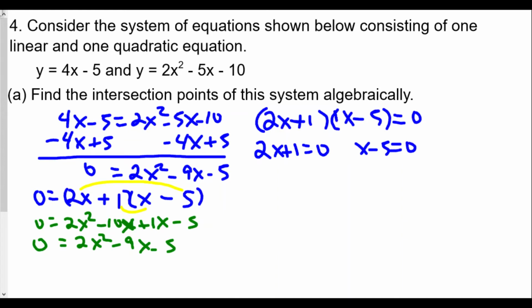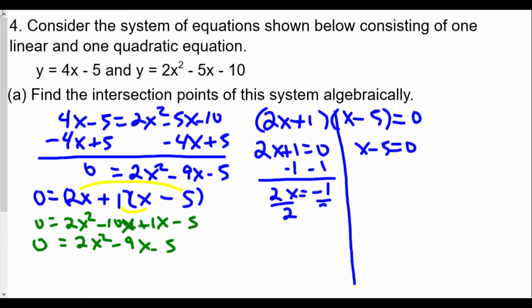Right, and we'll draw a little line between them because what happens is we're going to find the matching y values afterwards, okay? And subtract 1 on both sides, we get 2x equals negative 1. Divide both sides by 2, x equals negative 1/2. Add 5 on both sides, x is equal to 5.